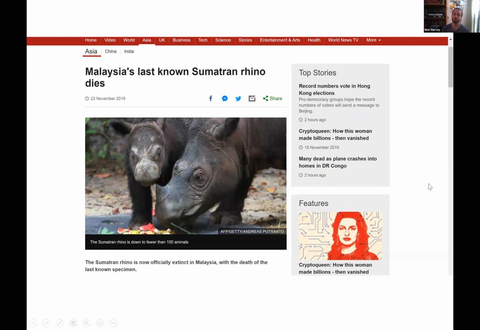So the Sumatran rhino was thought to be affected by these Allee effects. Back in 2019, the last Sumatran rhino in Malaysia died. It's now just restricted to Indonesia. But it was thought that this species was existing even in the absence of human impacts.